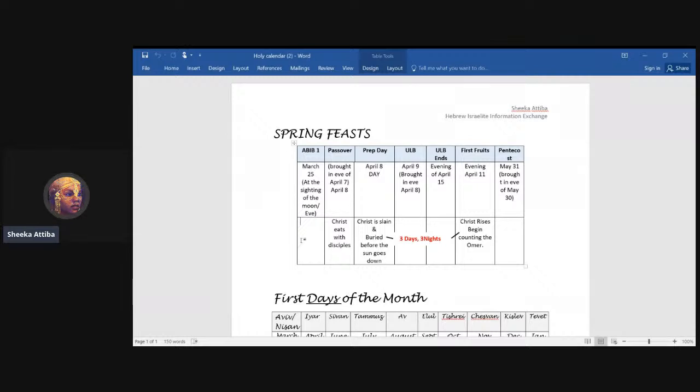And so you can see that in files in my group Hebrew Israelite Information Exchange. But this year I'm just fully committed to the sliver because it actually makes everything work out the way it's supposed to. Okay. So the dark moon happened on the 24th at the sighting of the moon. On the 25th, you should be able to see the sliver. And so that would be New Year's Eve. And then the next day, March 26th, would be the day portion of the New Year's.